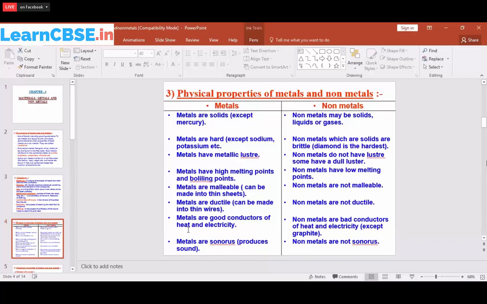Metals are sonorous. Sonorous means they can produce sound. Non-metals are not sonorous. Non-metals mostly exist as gases, and solids like carbon are so brittle that they cannot make a sound, because they are not that hard and not that dense.